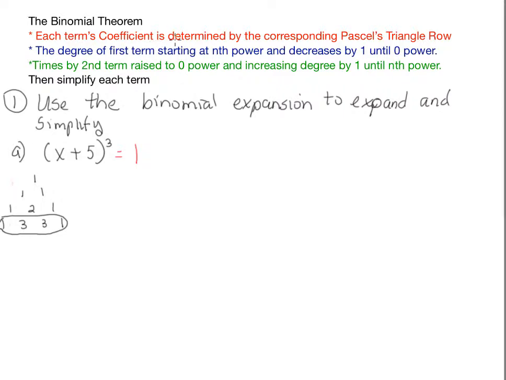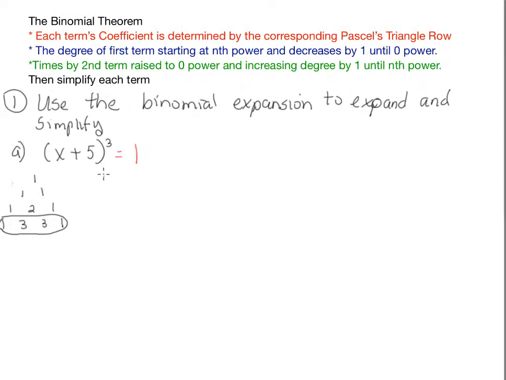My next step is to take the first term in the binomial and raise it to the degree that I'm doing. So I'm going to take the first term and raise it to the 3rd degree, since I'm doing a cube function here.